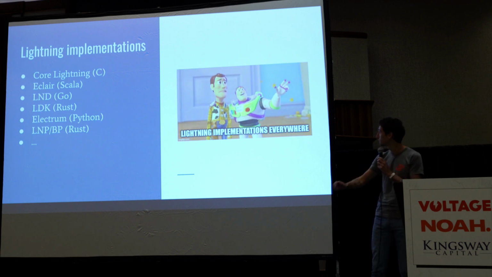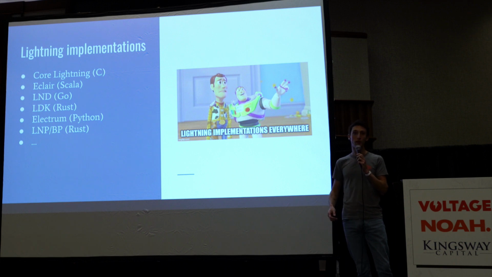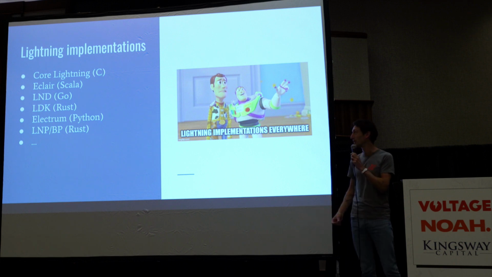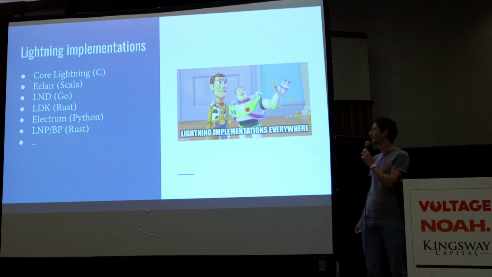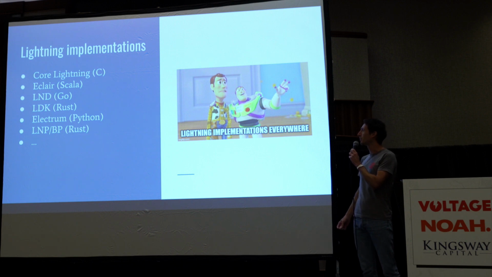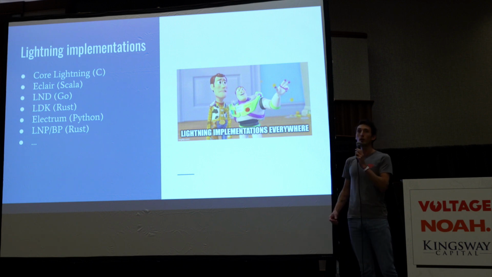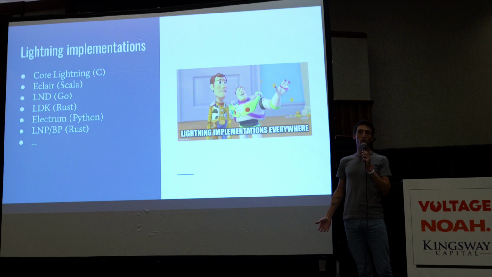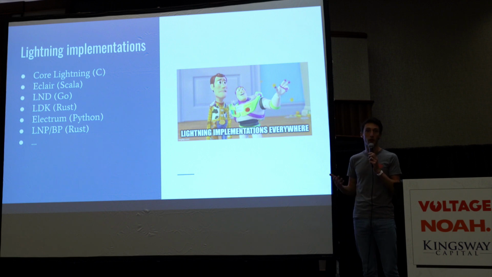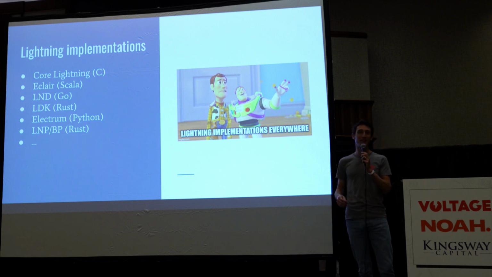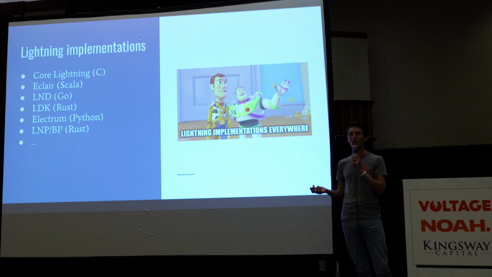All right, so as you know, there are many Lightning implementations, a lot of them, more every day. What sets them apart? Basically, how do you choose which implementation you're going to run if you are a node operator? I have a very simple answer to that. Just run Eclair. Don't think about it. Just run Eclair.